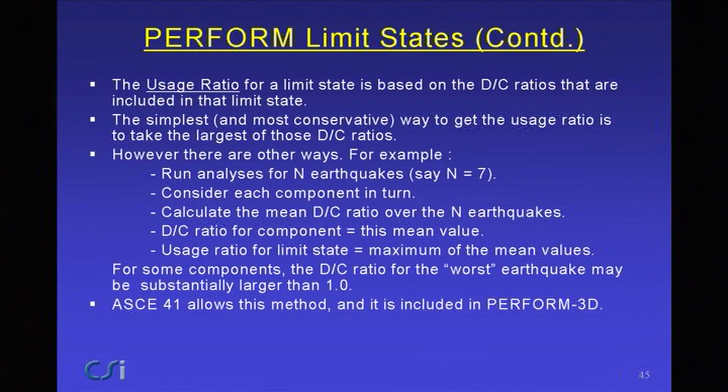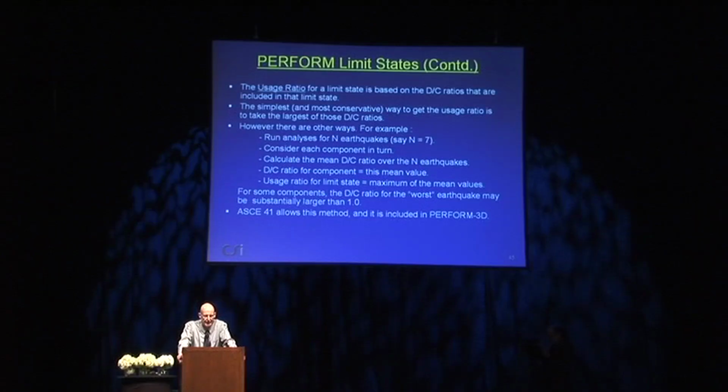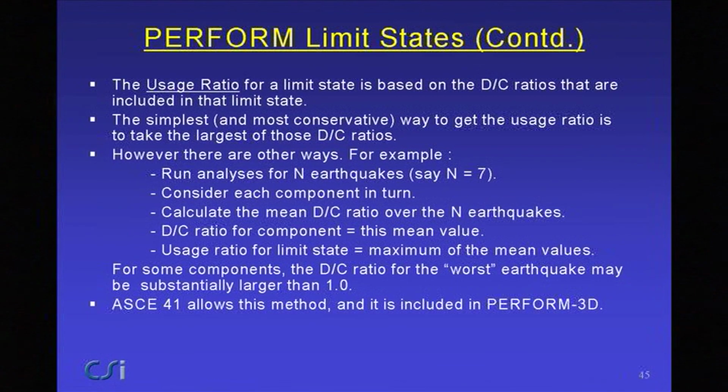And in our example, 1,000 plastic hinges, and there's 1,000 demand capacity ratios, and the usage ratio is based on those 1,000 demand capacity ratios. How is that done? Well, a simple way, and the most conservative one, is out of all of those 1,000 demand capacity ratios, just take the biggest and say that is your limit state usage ratio. And that number should be less than 1 for the performance for it to be okay. So you're looking at the worst hinge in that particular case. That would be the simplest choice. But there are other ways, and here's an example.